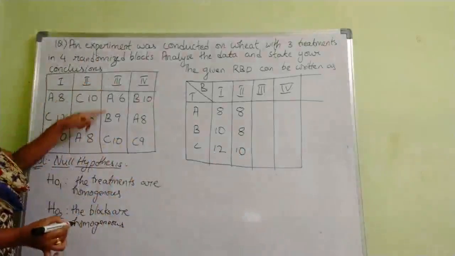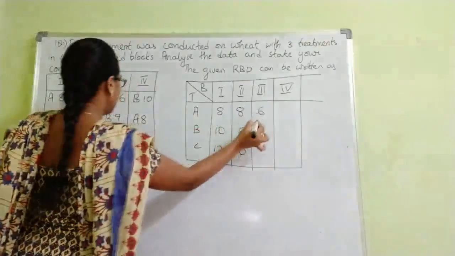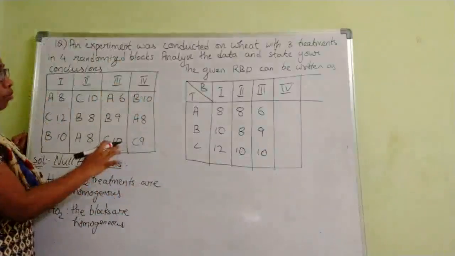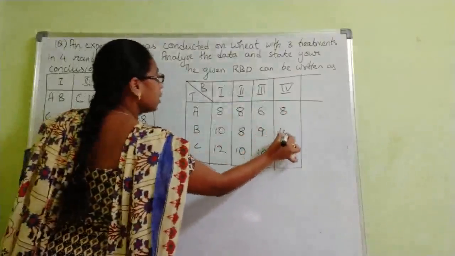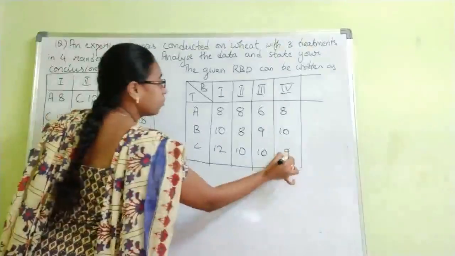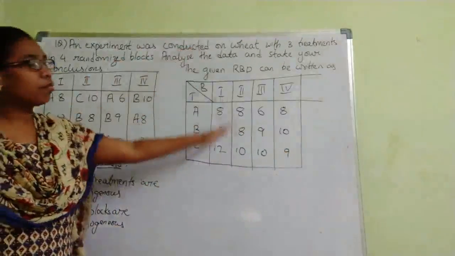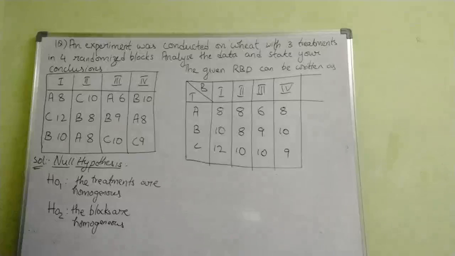Similarly, you do it for block 3 and block 4. In block 3, the A value is 6, B value is 9, C value is 10. Similarly, in block 4, the A value is 8, B value is 10, C value is 9. So observe clearly, it is a two-way layout. You have blocks and you also have the 3 treatments. So this is our two-way layout.